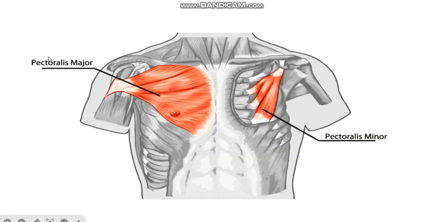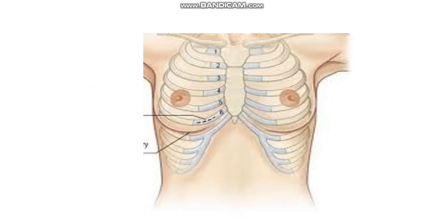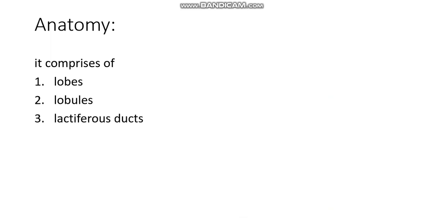Here you can see the pectoralis major muscle, as it occupies the larger area, and that's why it's called the major muscle, and the pectoralis minor muscle is underneath the breast tissues, right? As I have told you, it starts from the second and ends at the sixth rib. So come to the anatomy. It comprises lobes, lobules, lactiferous ducts, lactiferous sacs, the nipple, and the areola as well.